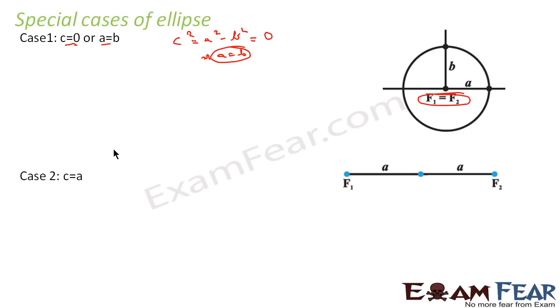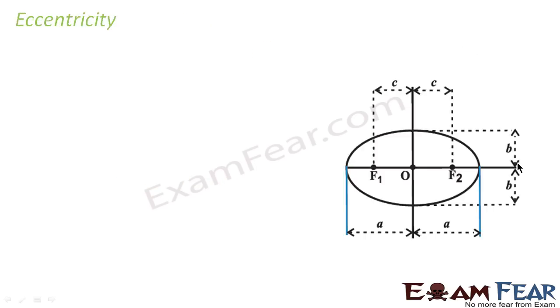Similarly, when C is equal to A, we have the formula C square is equal to A square minus B square. So A square and C square cancel because A is equal to C. So we get B is equal to 0. So there is no minor axis. In this case we get a straight line. You see, this is a straight line. So we have two special cases of the ellipse. First case, C is equal to 0, we get a circle. Second case, C is equal to A, we get a straight line.